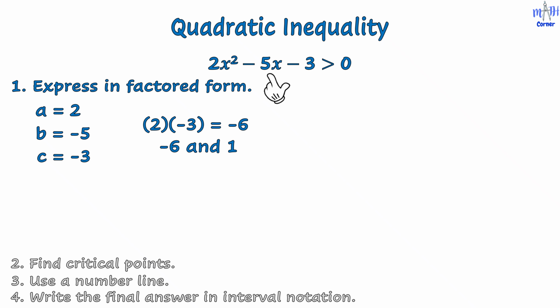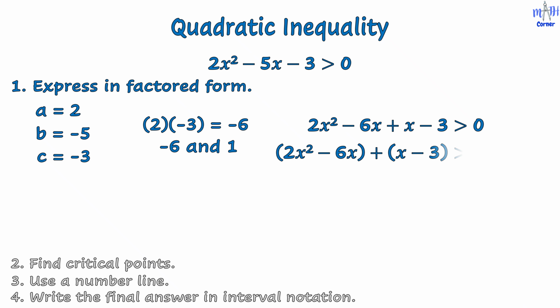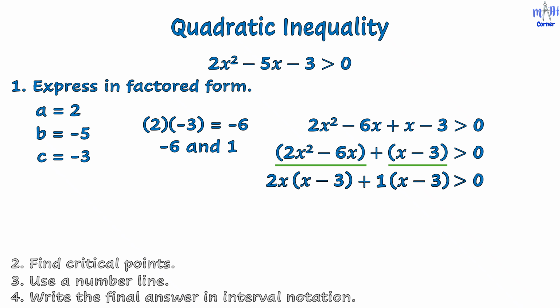Rewrite the middle term. 2x squared minus 6x plus x minus 3. Now group the terms. 2x squared minus 6x plus x minus 3. Factor each group. In 2x squared minus 6x, the common factor is 2x. If we factor out 2x, we have 2x times x minus 3. In x minus 3, we can factor out 1, so it stays the same. So this is 2x times x minus 3 plus 1 times x minus 3.